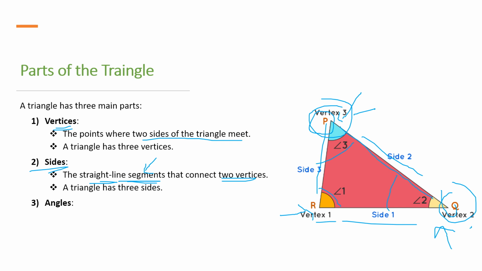and it has got 3 sides. A triangle has got 3 sides. So 1, 2, 3 like that, right?